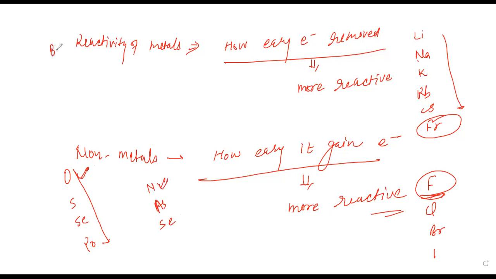Let me check, sir. Astatine is a halogen or what, sir? Yes, astatine is a halogen. But sir, it is synthetic, no? It is not found in nature. Yeah, synthetic only. Its half-life is very short.